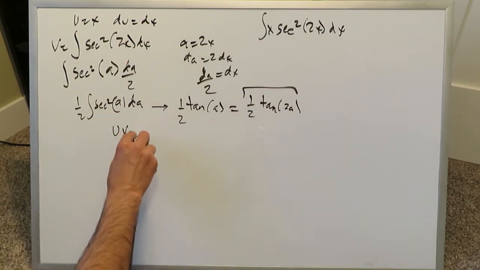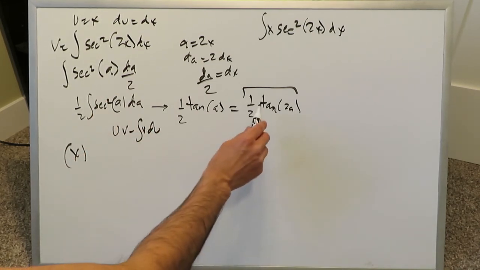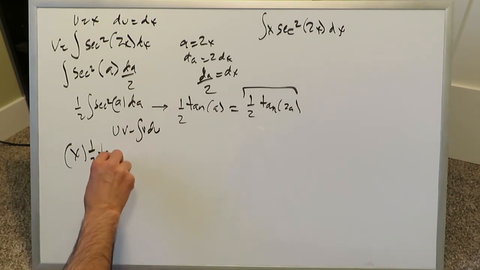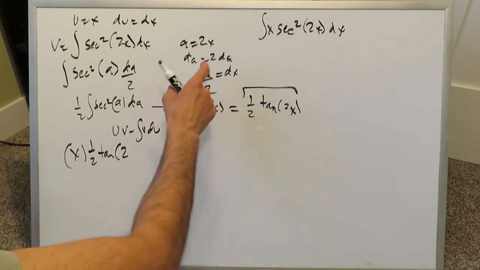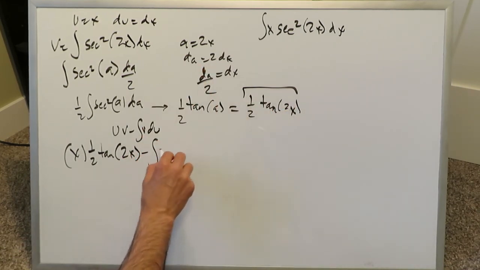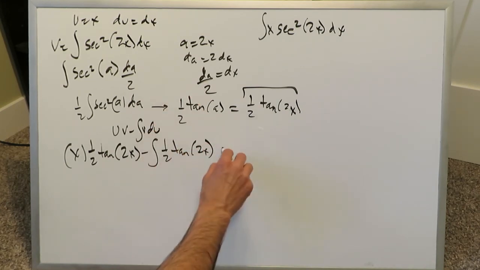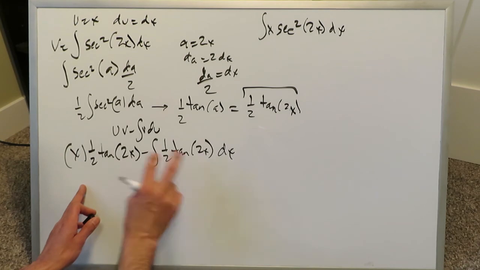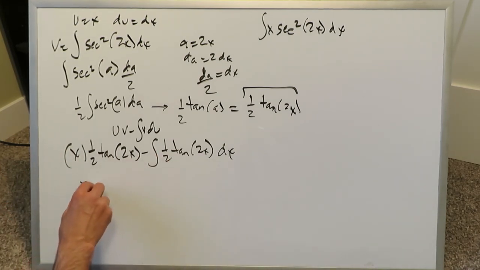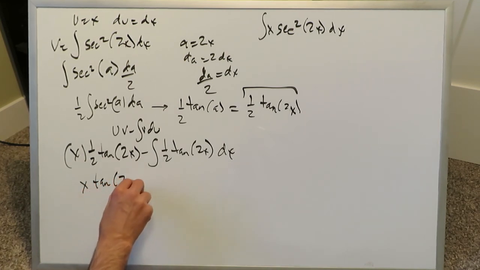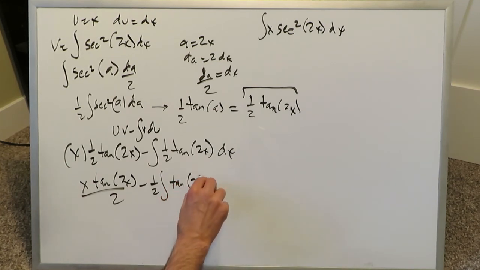So I have to put everything here in uv minus integral v du. u was just an x, v is all of this, 1 over 2 tan 2x, but here I should make it an x because a was a 2x. x times 1 over 2 tan 2x minus integral of 1 over 2 tan 2x dx. Now we have a composite here, but an integral which is not too hard. We can rewrite everything here as x tan 2x over 2 minus 1 over 2 integral tan 2x dx.